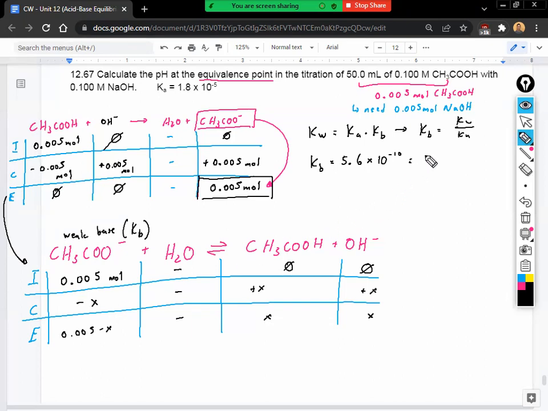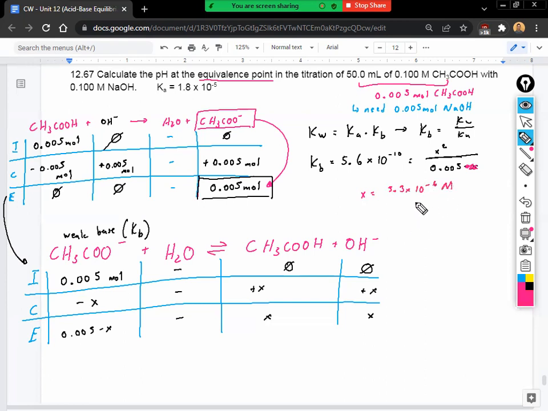Anyway, that's my problems. So Kb is equal to the products. So x squared divided by 0.005 minus x. So we got the product concentration on the top, reactant concentration on the bottom. And then luckily for you, you don't need to use the quadratic here because the Kb value is so low. So we're going to ignore the change. That makes it a lot easier. And so we'll just get an equation where we get a final answer of x is equal to 5.3 times 10 to the negative 6 molarity.